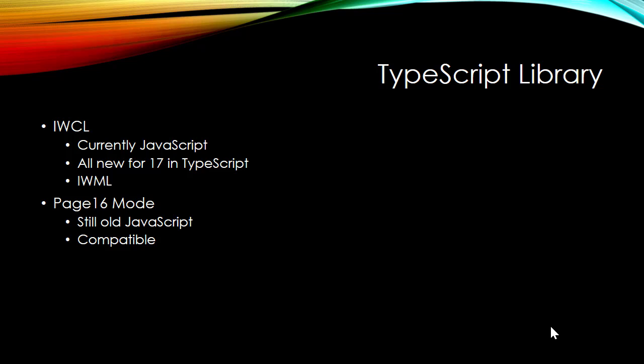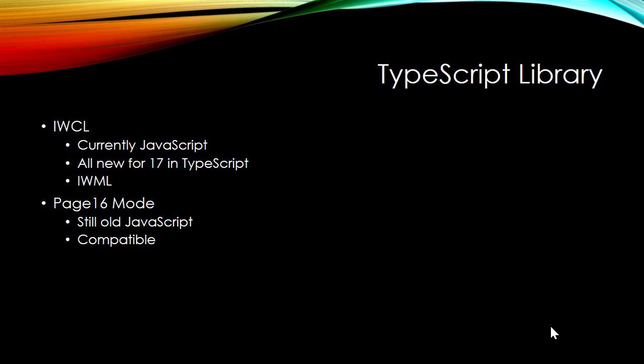However, IntraWeb 17 will also contain something called page 16 mode, which will let you run all of your IntraWeb 14 and 16 code pretty much unchanged or very close to unchanged. So the goal would be, again, similar to IntraWeb 16, with IntraWeb 17 that you can take your code, bring it in, and with few or no changes, get your code up and running very, very quickly. We want people to be able to move forward.